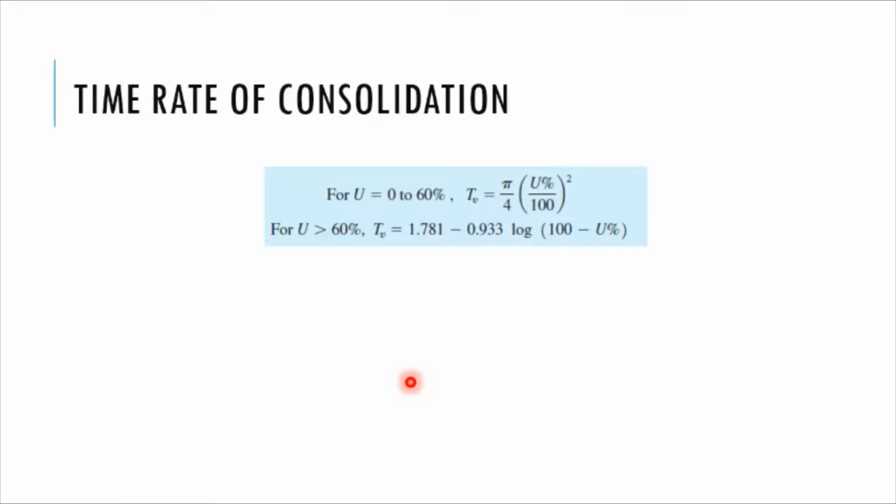So in order for us to determine the percentage with respect to the time factor, we have to consider this formula. For U equal to 0 to 60%, the time factor is equal to pi over 4 multiplied by the percentage over 100, squared. And if it's greater than 60, T sub V is equal to 1.781 minus 0.933 logarithm of 100 minus U percent. What is U? The percentage nung settlement na na-achieve ng lupa.